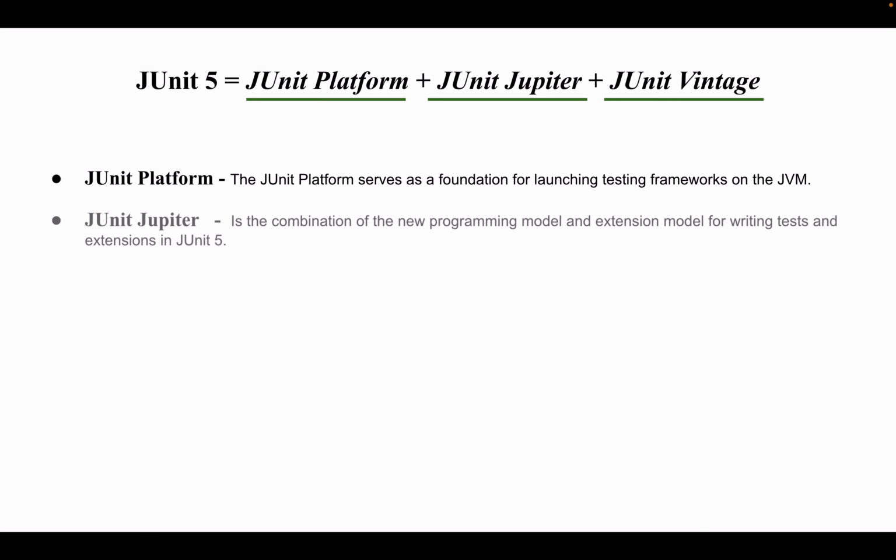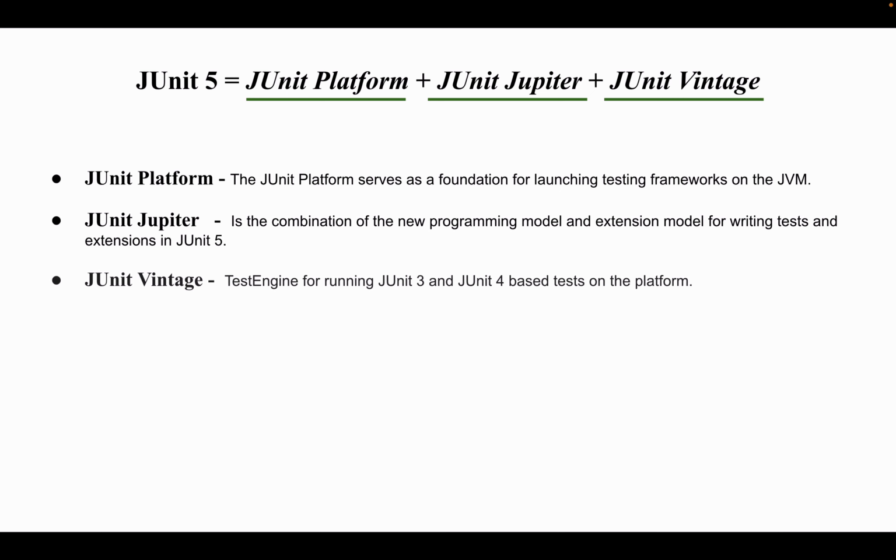The second component is JUnit Jupiter API, and it is a combination of a new programming model and extension model for writing tests and extensions in JUnit 5. So Jupiter is the name of the API, and Jupiter API is what we use to write unit tests in Java. These are different test annotations and assertions that we use in our test methods. And then it also has an extension API that allows us to create our own version of test API that we can use additionally to Jupiter.